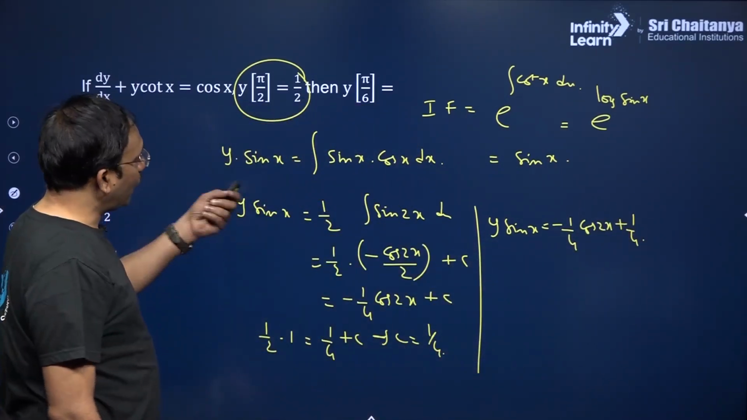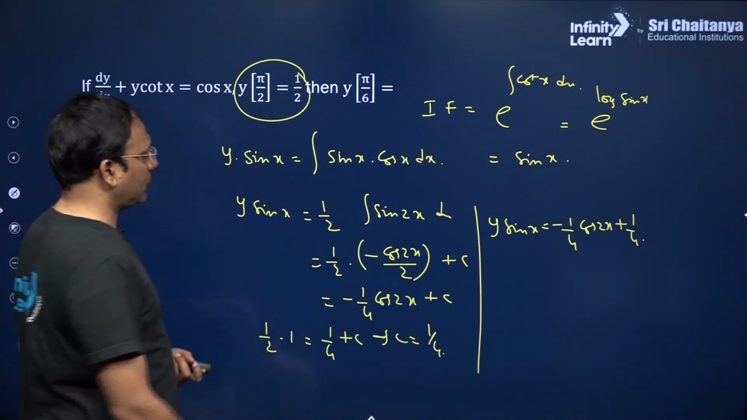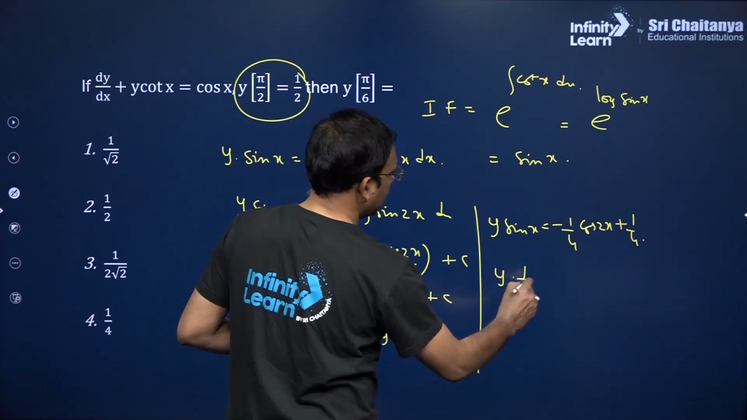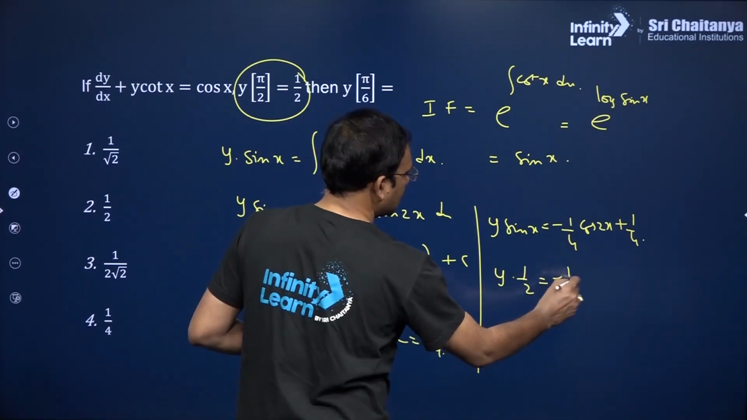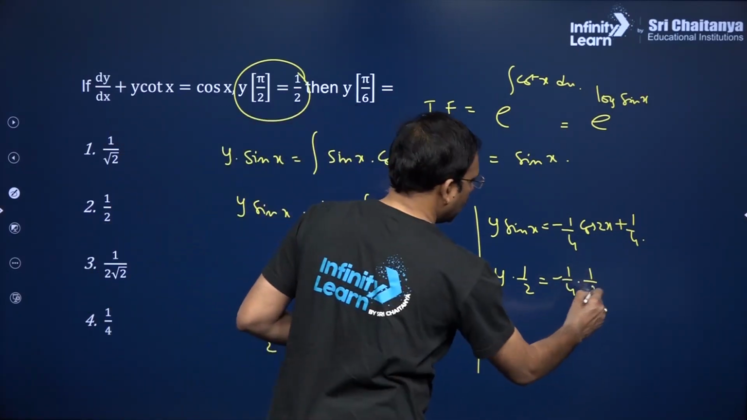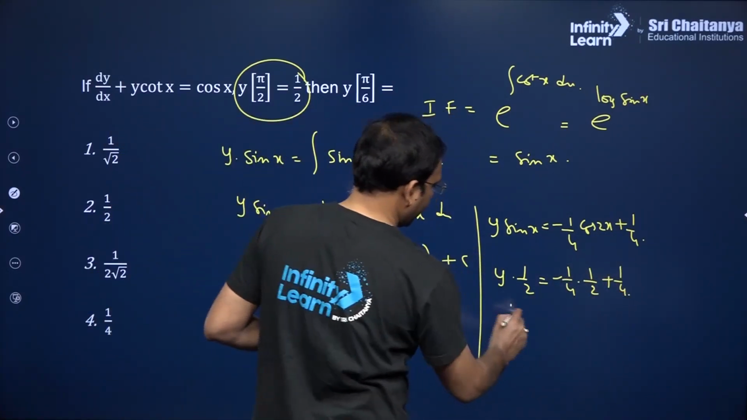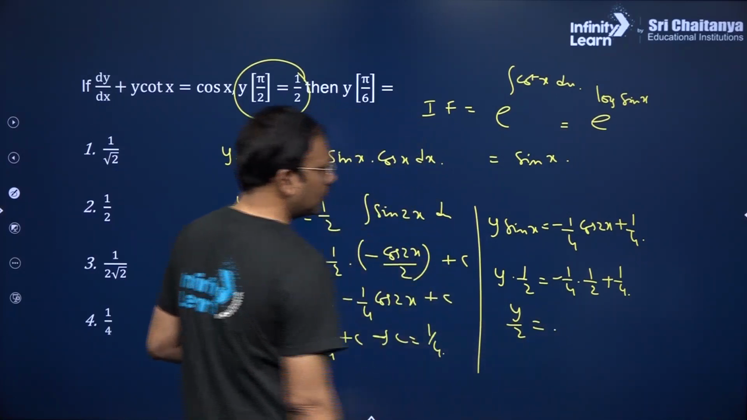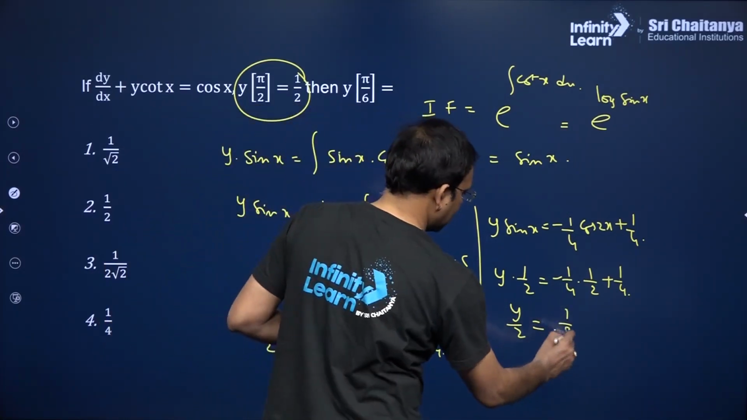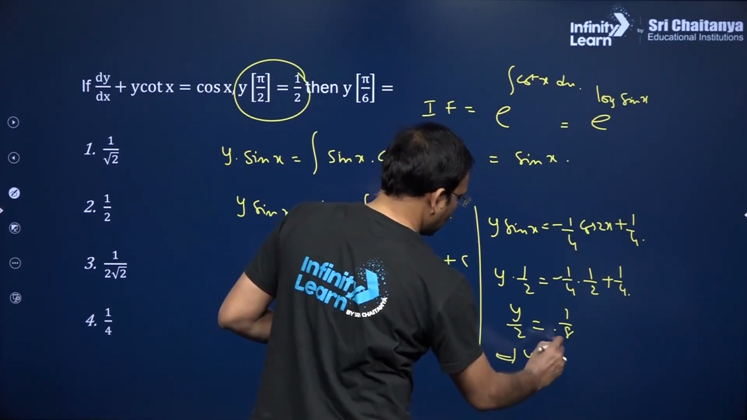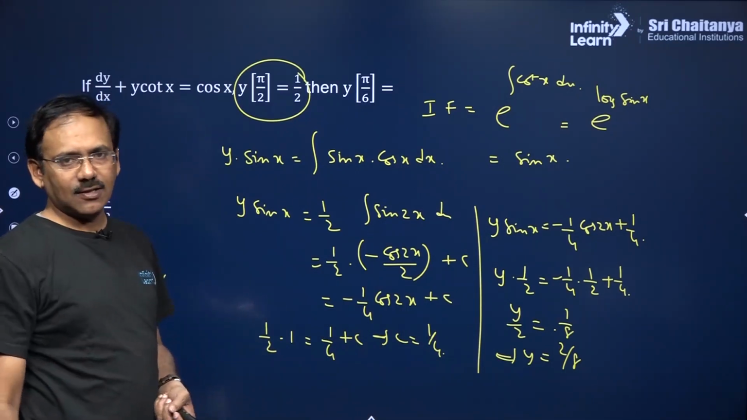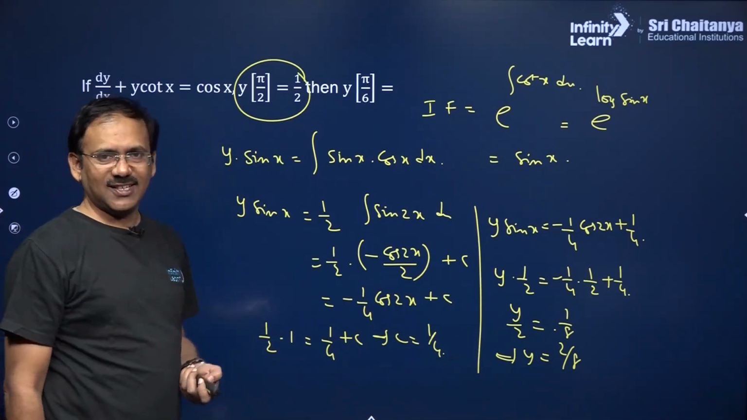Right. Now I want the output y when x is pi by 6, so put pi by 6, my dear friends. I require sin 30 degrees is 1 by 2, minus 1 by 4 times cos 60, which is 1 by 2, plus 1 by 4. So friends, y by 2 is equal to 2 by 8 minus 1 by 8, which is 1 by 8. So you can say y is equal to 2 by 8, which is 1 by 4, my dear friends. Fourth option is the right answer. Be careful with calculation, right?